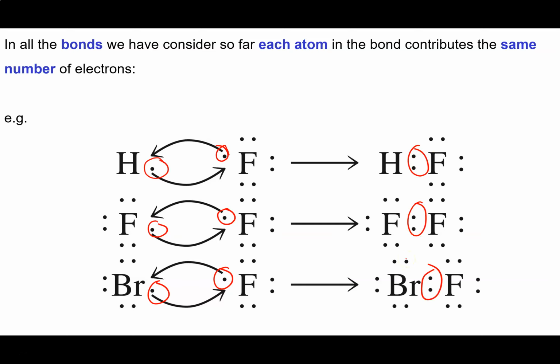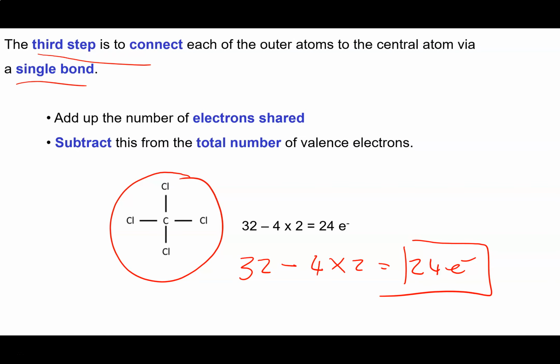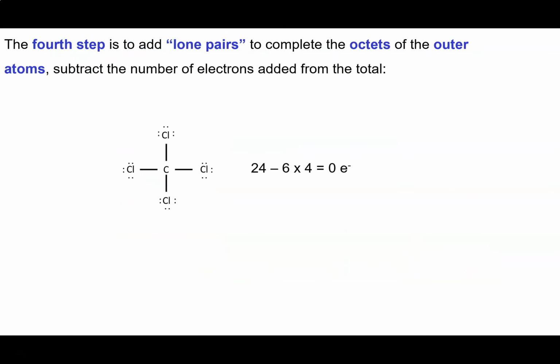Okay, so at this point, I'm going to start adding these 24 electrons until I run out. I'm going to add them as lone pairs to the outer atoms, working from the outside in. So my next step is to complete the octet of all of the outer atoms by adding lone pairs. All of the lone pairs that I add, I'm going to subtract those electrons from my leftover 24 electrons. So I'm keeping a tally, right?